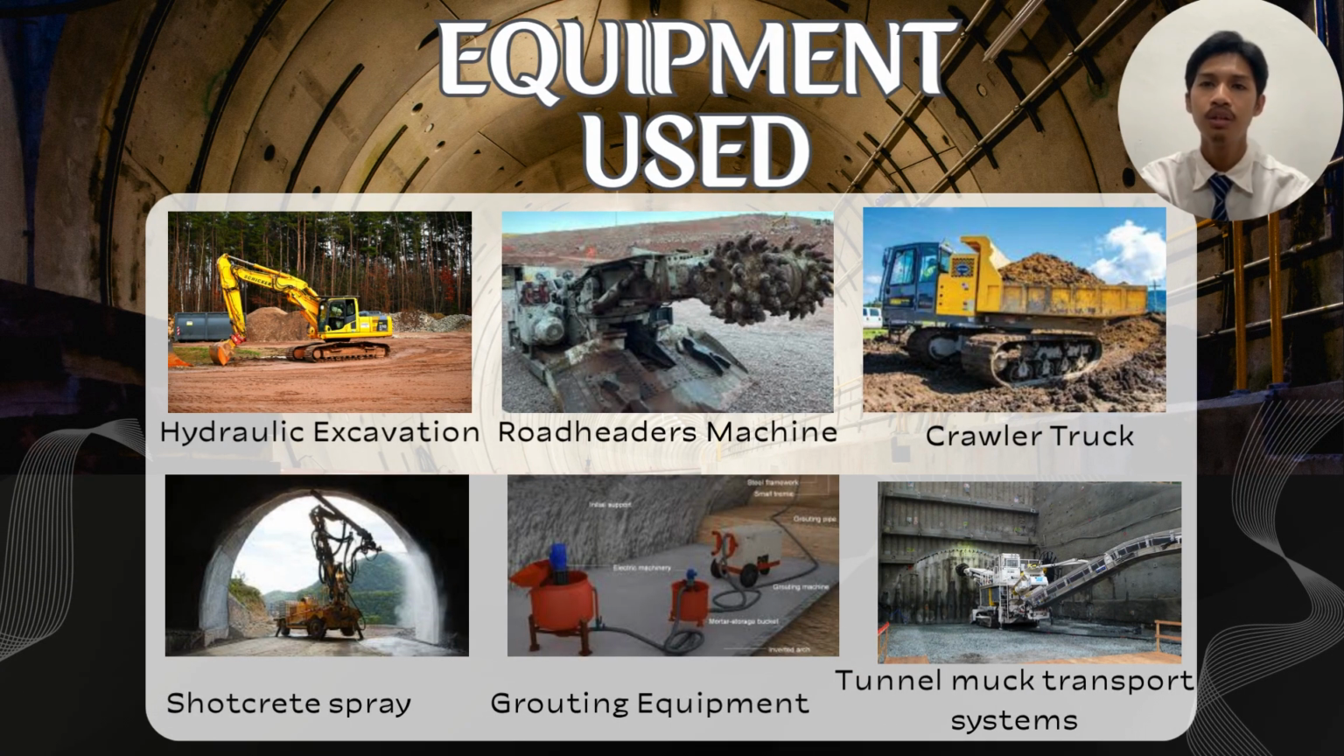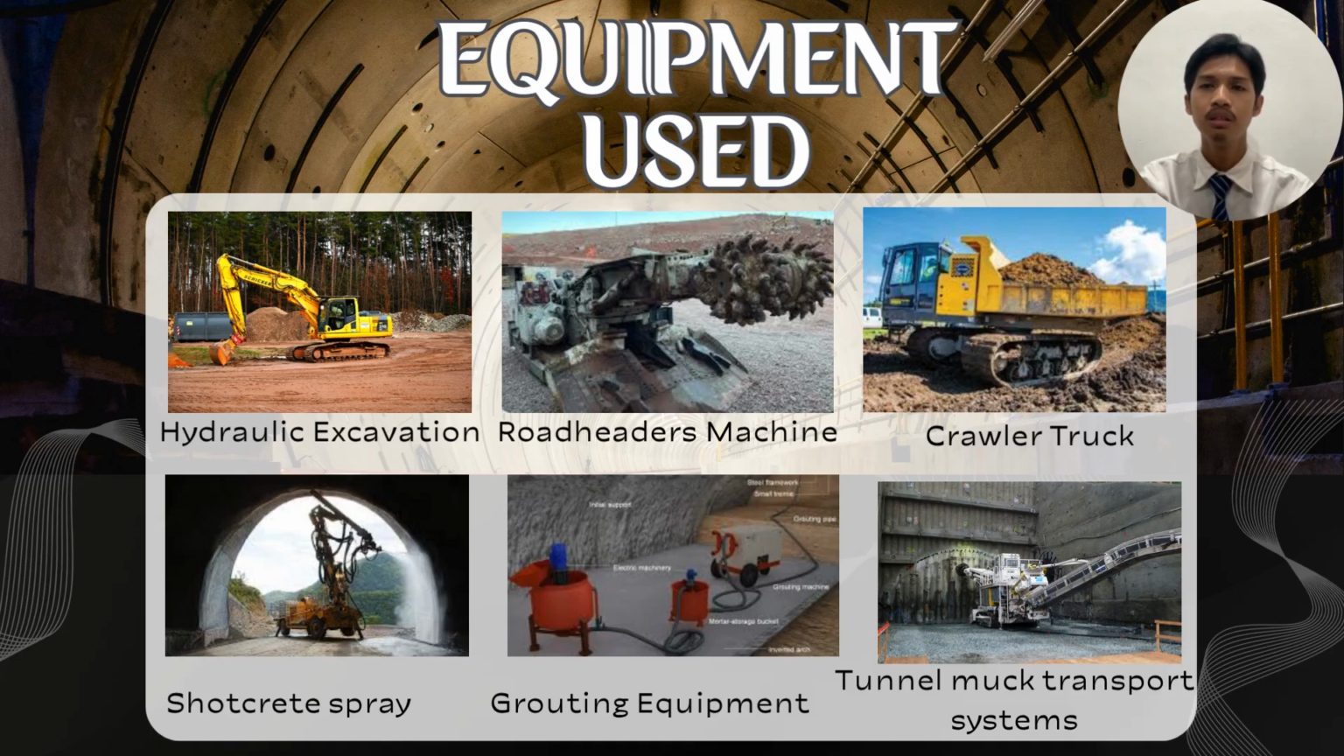This slide shows the main equipment used in this project. First is hydraulic excavators. They are used first to dig out soil and soft rock, especially in the top and the middle benches. Second, in harder ground, they use the rock header machine. It cuts through rock without blasting, which is safer in sensitive areas.